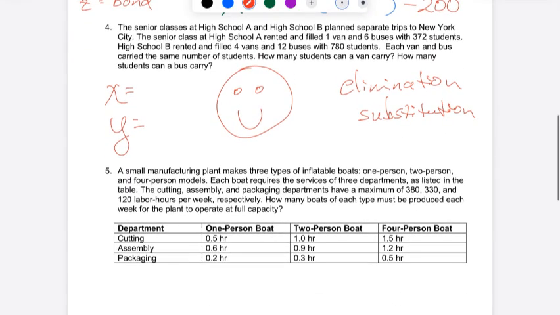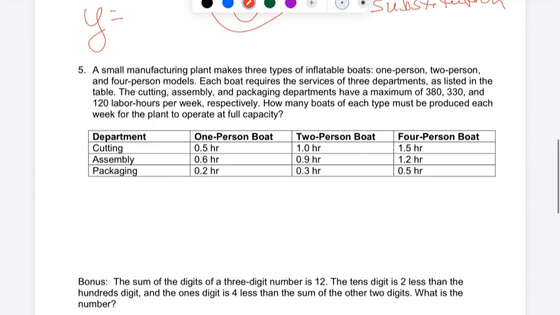How about number 5? We're making boats. We're making 1-person, 2-person, and 4-person boats. And then we've got different departments that put it all together. It sounds like one of those linear programming problems, but actually we can just set this up as a regular 3-variable system. I want to make sure you understand that x would be the 1-person boats, in other words, how many 1-person boats. y is your 2-person boats, and z is your 4-person boats.